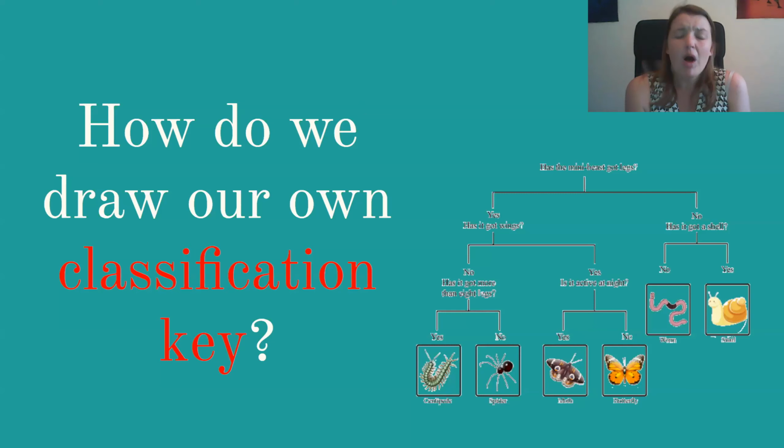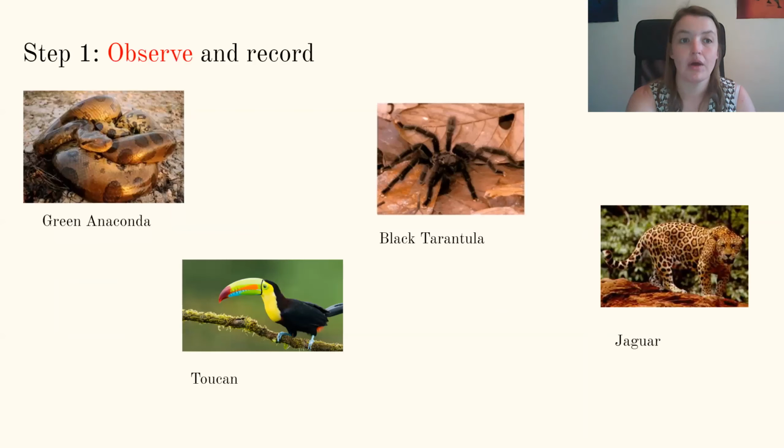So, how are we going to draw our own classification key? Remember, the classification key is made up of questions which separate out groups of animals so that you can begin to classify exactly what animal you are looking at. The first thing that we need to do is look at a group of animals that are in front of us. I've started with our first animals that we had on our odd one out at the beginning of this session. Look carefully at each of the animals and record their key characteristics.